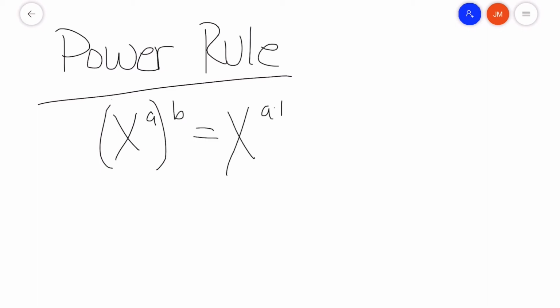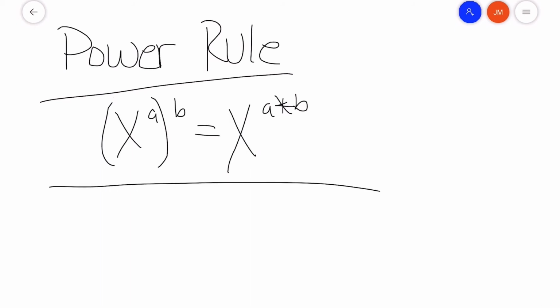Okay, let's discuss the power rule of exponents. The power rule states that x raised to the a power, raised to the b power, is equivalent to x raised to the a times b. In other words, when you raise a power to a power, you multiply the exponents. Okay, let's do some examples.